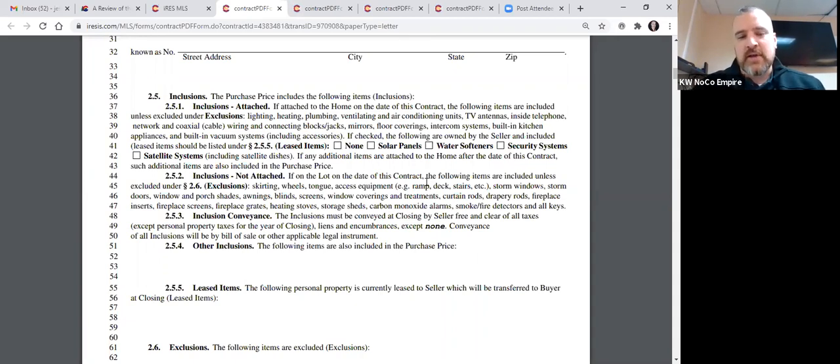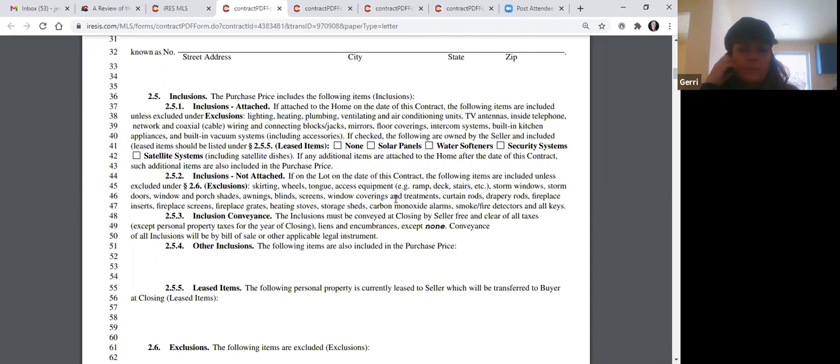From there, most of the rest is the same as what we're used to: storm windows, storm doors, window and porch shades, awnings, blinds, screens, and so on. I'll get on my soapbox here: storage sheds are already listed as an inclusion. You do not need to write that the storage shed will be included in the storage facility section. Storage sheds are already listed there. But all those other things are similar to the contract to buy and sell.